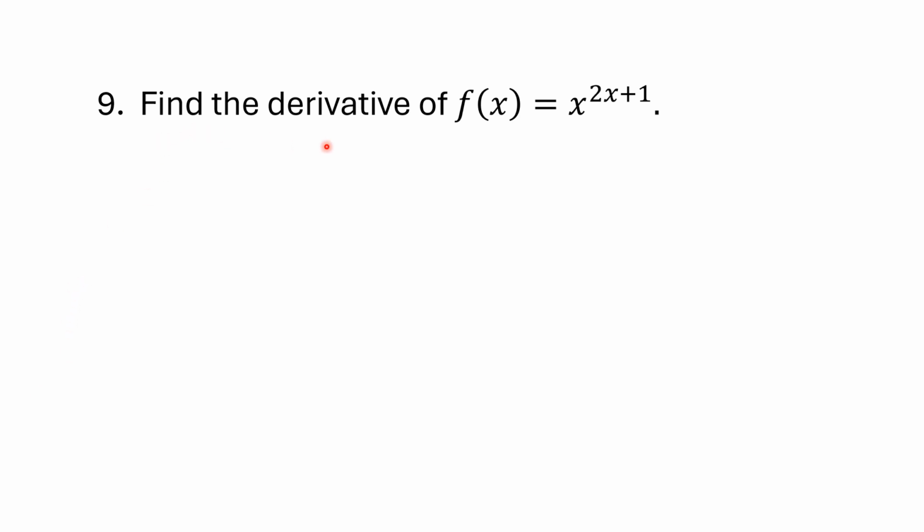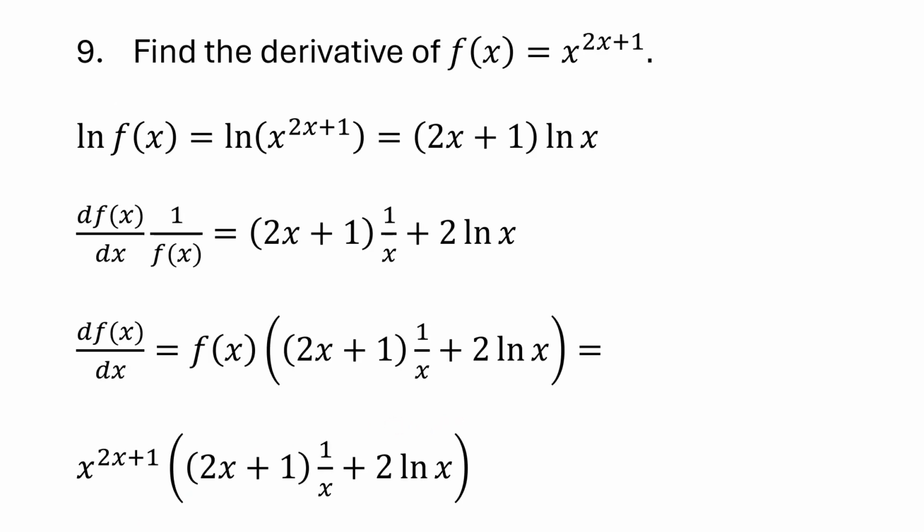Okay, now here we're going to find the derivative of f of x equals x to the 2x plus 1. Now, we can't use the product rule on the expression 2x plus 1. It just doesn't work. Again, what we have to do is take the logarithm of each side. So the logarithm of f of x is the log of x to the 2x plus 1. And we take the exponent by the use of the laws of logarithms and write it as the product of 2x plus 1 times log of x.